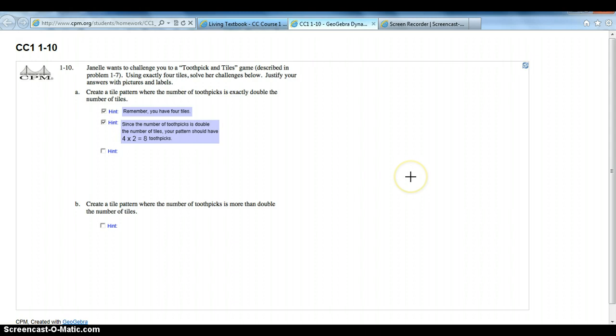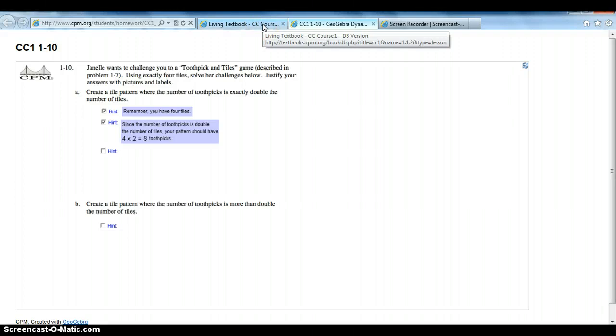Okay? Here's your second hint. Since the number of toothpicks is double the number of tiles, your pattern should have 4 by 2 or 8 toothpicks. That's another hint. Okay? So you can choose to go through and use these hints. As you're going along, again, feel free to pause this video so that you can take your time to solve the problems.